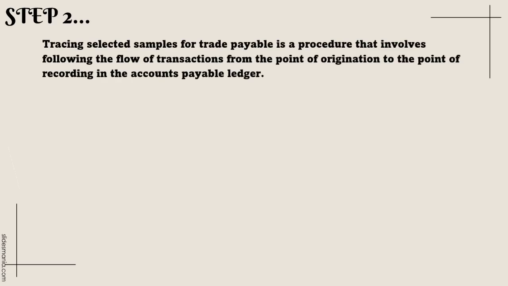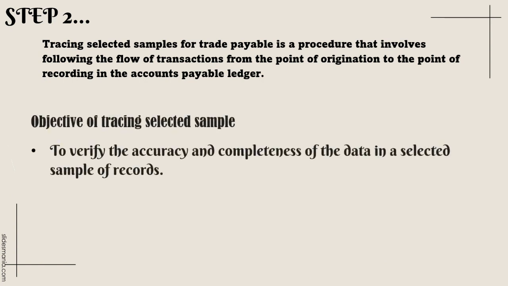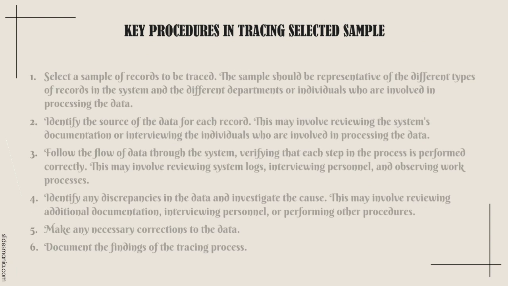Step 2. Tracing selected samples for trade payable is a procedure that involves following the flow of transactions from the point of origination to the point of recording in the accounts payable ledger. Objective of tracing selected sample: to verify the accuracy and completeness of the data in a selected sample of records. Key procedures in tracing selected sample.